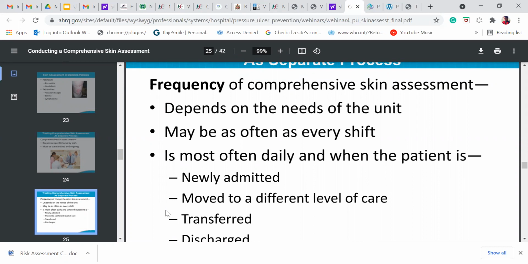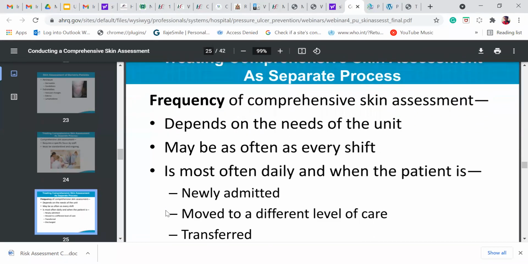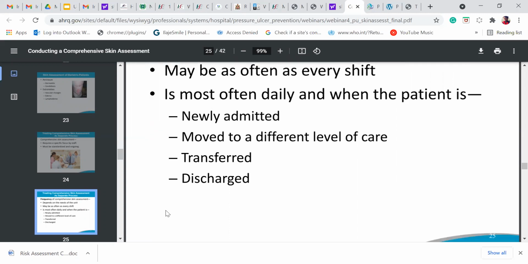Most often daily, and when the patient is newly admitted it is important. I need you to pay attention to this: when do you conduct skin assessment? What's the frequency? It could be daily, on a newly admitted patient, when the patient is being moved to a different level of care, a patient is being transferred to another unit, or a patient is being discharged. So if you are discharging a patient, you need to also check the skin before discharge.